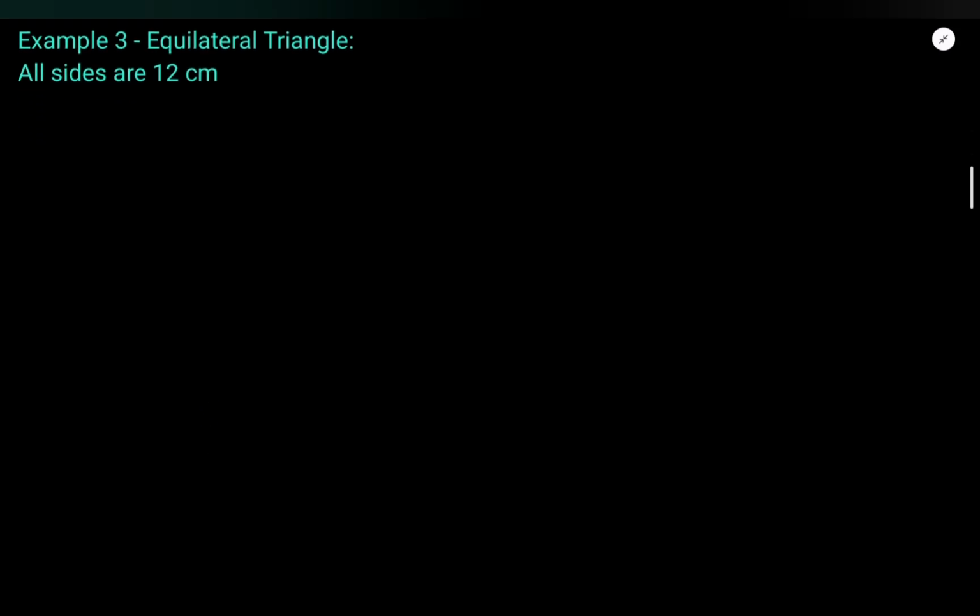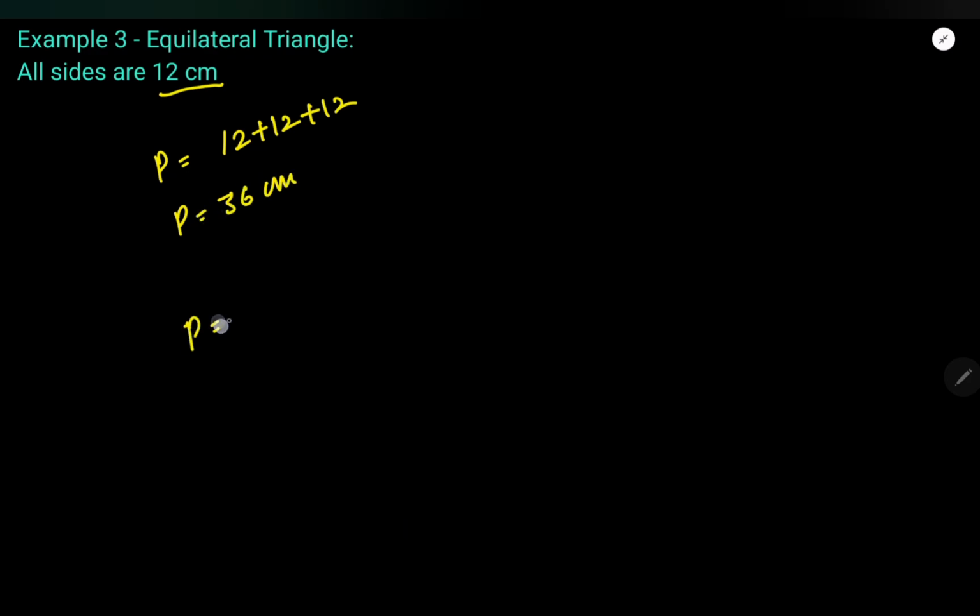Equilateral triangle. Now you know, in an equilateral triangle all sides are equal. So 12 plus 12 plus 12 is the perimeter. Perimeter is equal to 36 centimeter. Or in simple ways you can say perimeter is equal to 3 times 12, because all sides are equal. So that way as well you will get 36 centimeter.